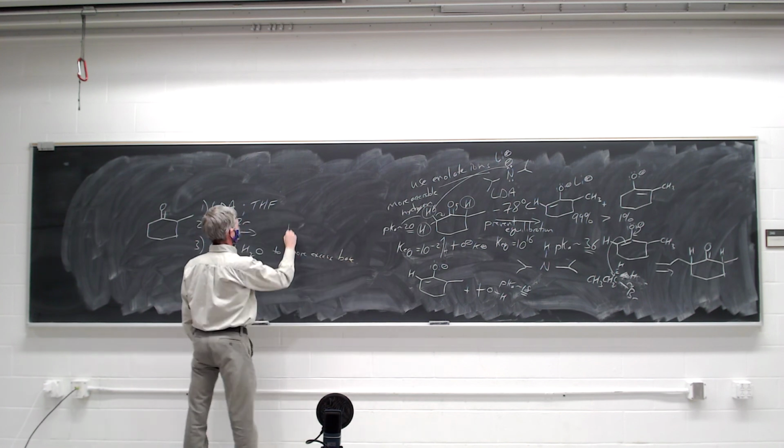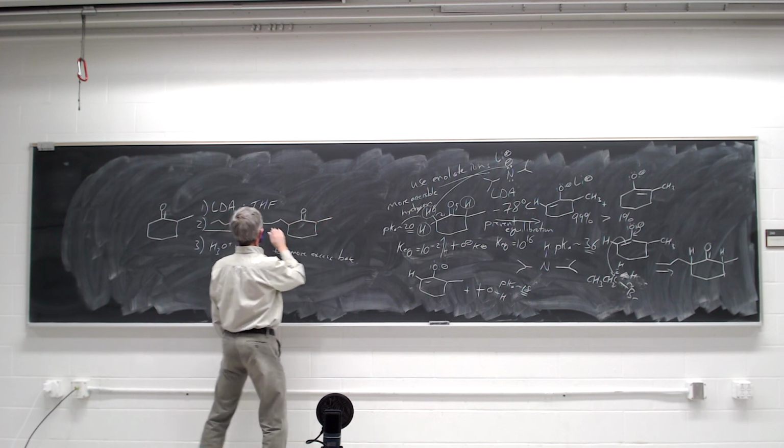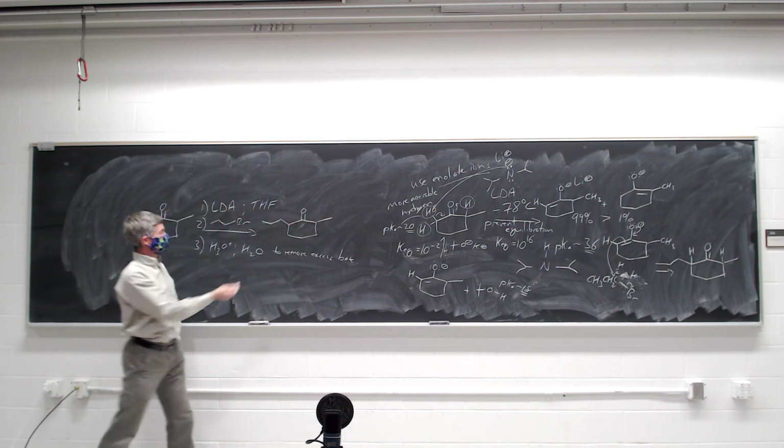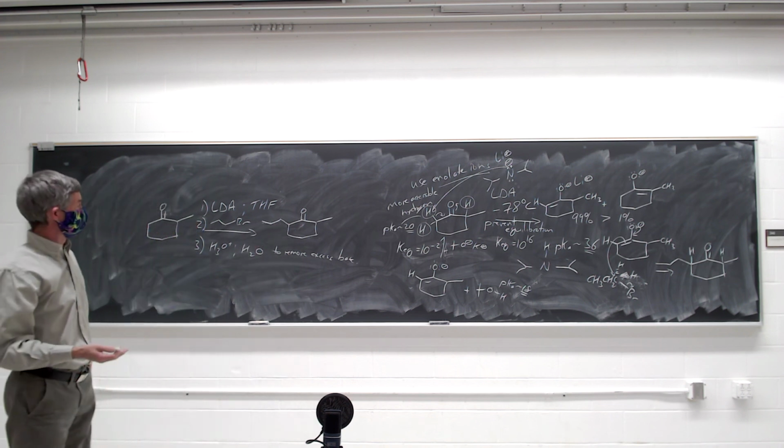And the result of that three-step pathway would primarily be the product where the alkyl group is attached to the less substituted side of the carbonyl instead of the more substituted side.